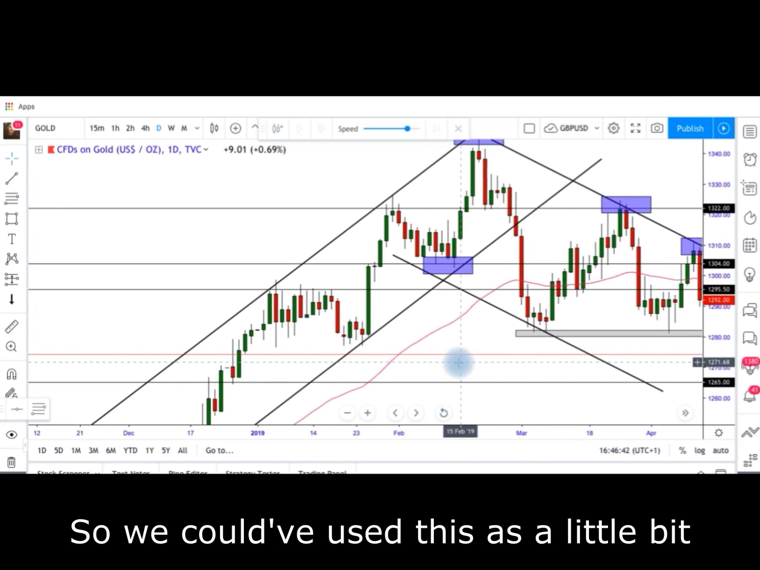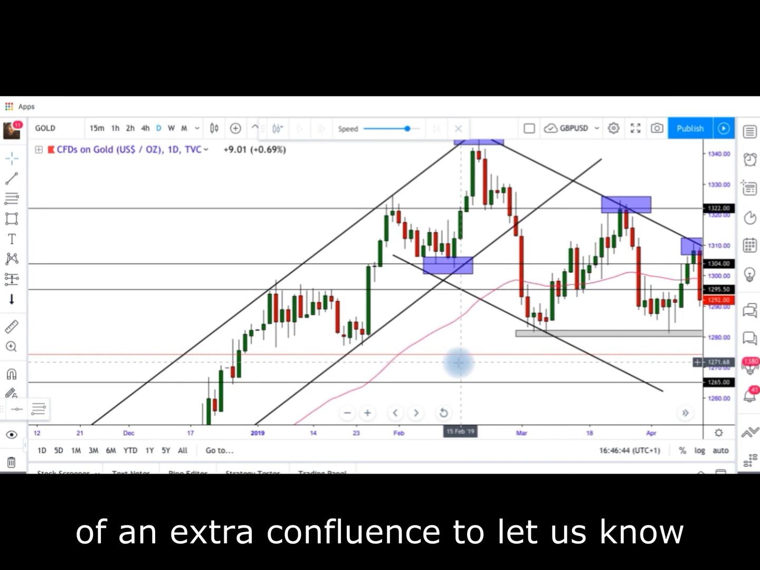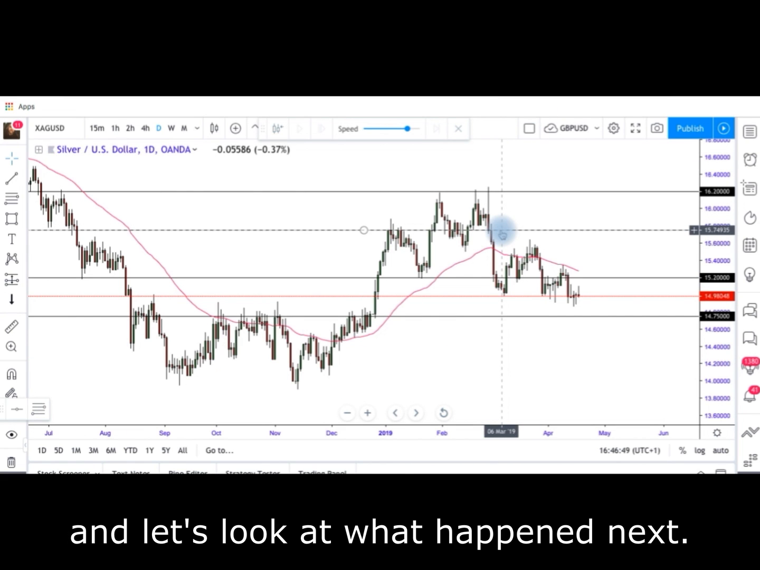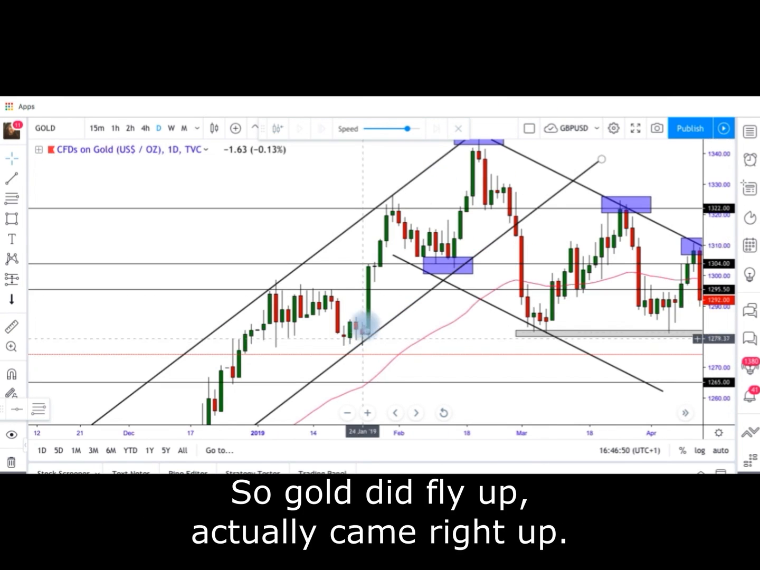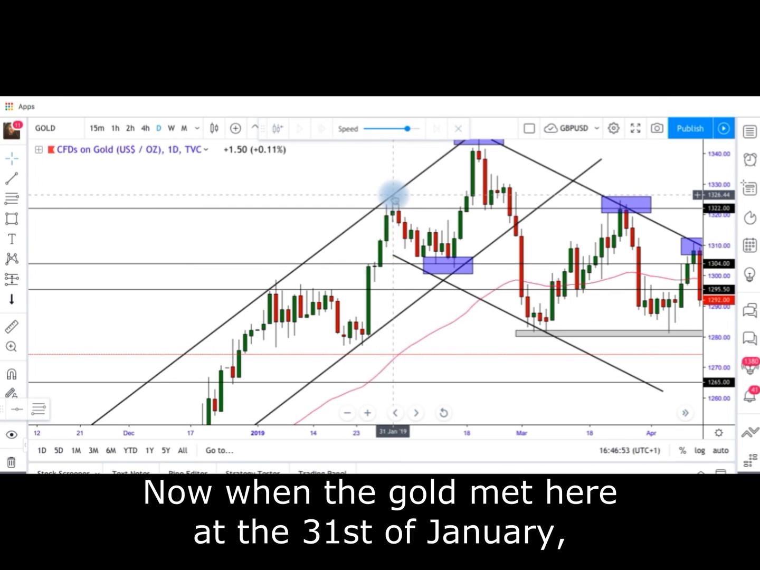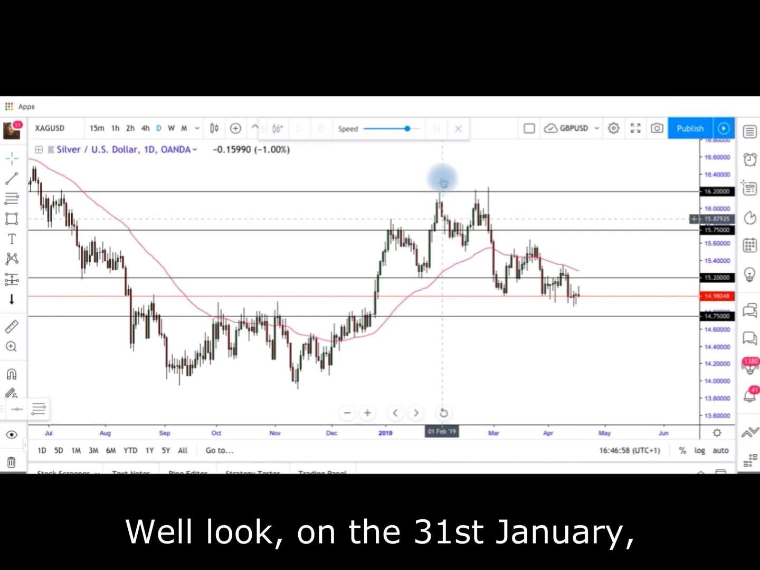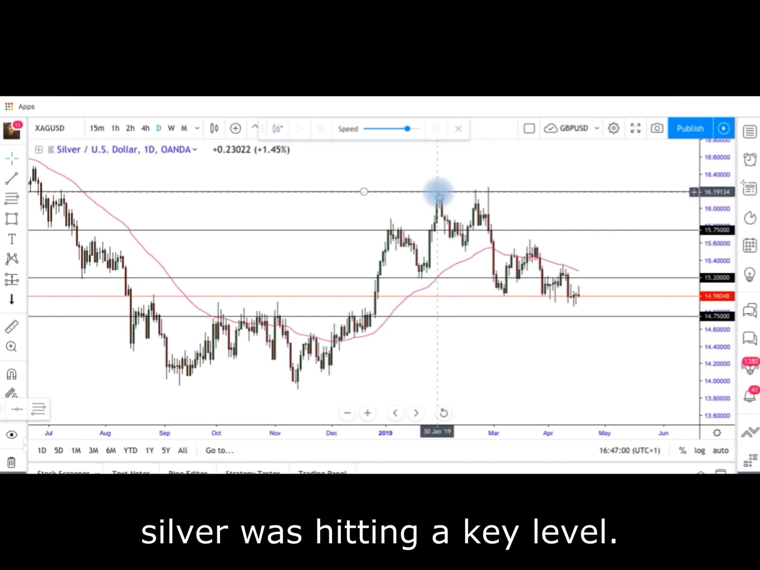So we could have used this as a little bit of extra confidence to let us know that this was what was going to happen next. Now let's look at what happened next. So gold did fly up. Actually came right up. Now when gold met here at the 31st of January, what was silver doing? Well, look, on the 31st of January, silver was hitting a key level.